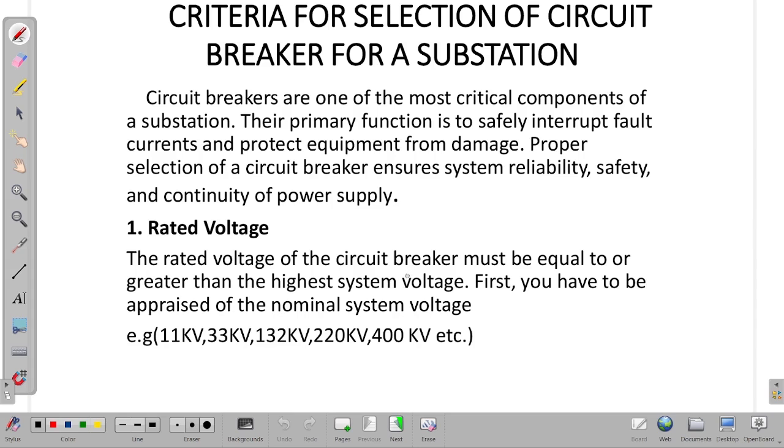Circuit breakers are one of the most critical components of the substation, and their primary function is to safely interrupt fault currents and protect the equipment from damage. Proper selection of the circuit breaker ensures system reliability, safety, and continuity of power supply.